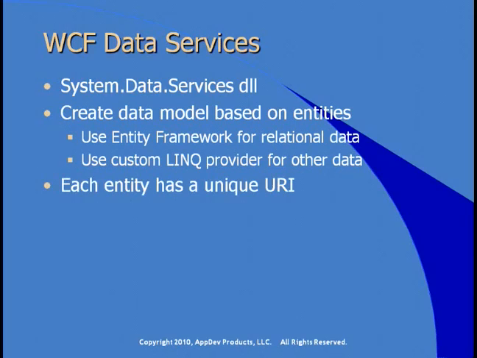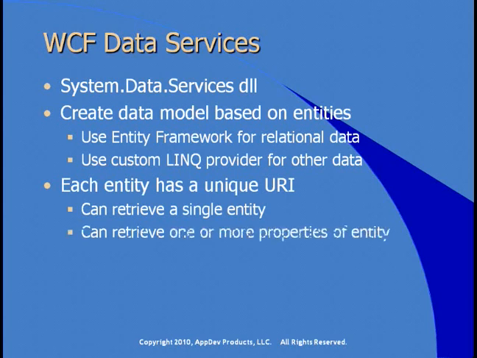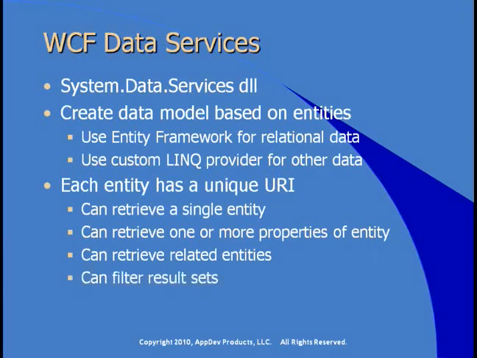And then each entity has a unique URI. So you could retrieve a single entity, like a single customer. You could retrieve one or more properties of an entity, so you want to know city, country, etc. You can get related entities, so you could get the products in a category. And then you can also filter result sets.